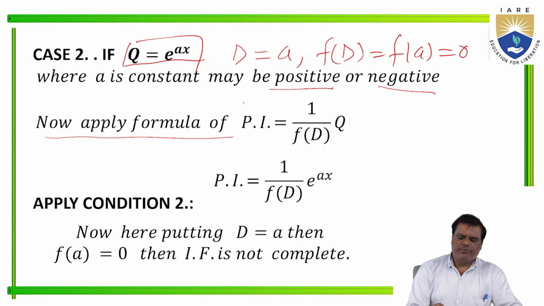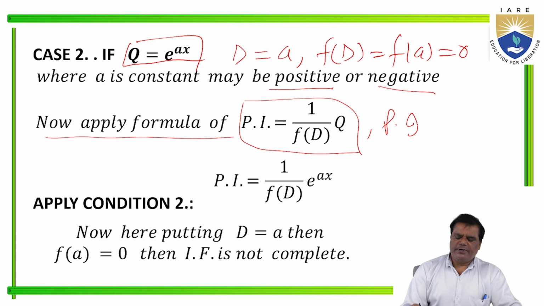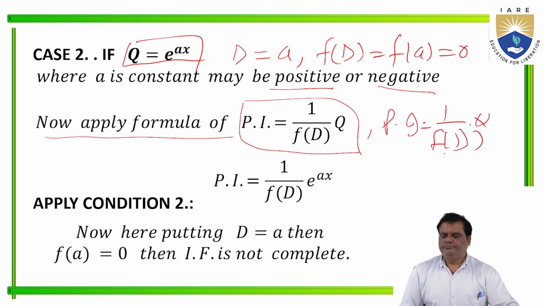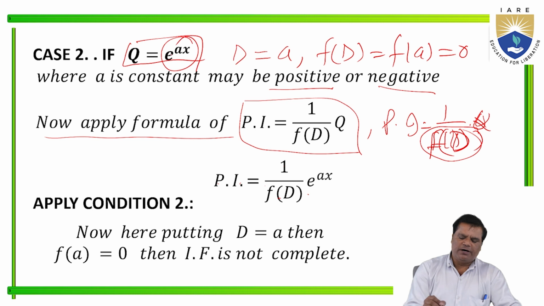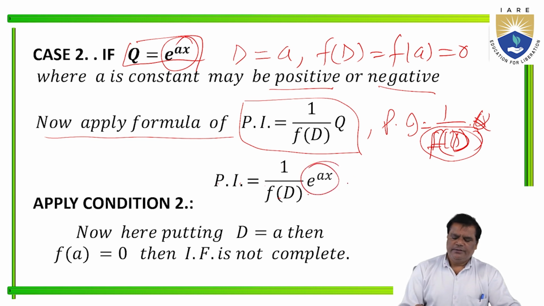Now apply the formula. PI is equal to this formula. The formula for particular integral is 1 upon f(D) into Q. This is the basic formula of particular integral, where f(D) is the function in D. So here we write PI equal to 1 upon f(D) Q, and Q is here e to the power ax.